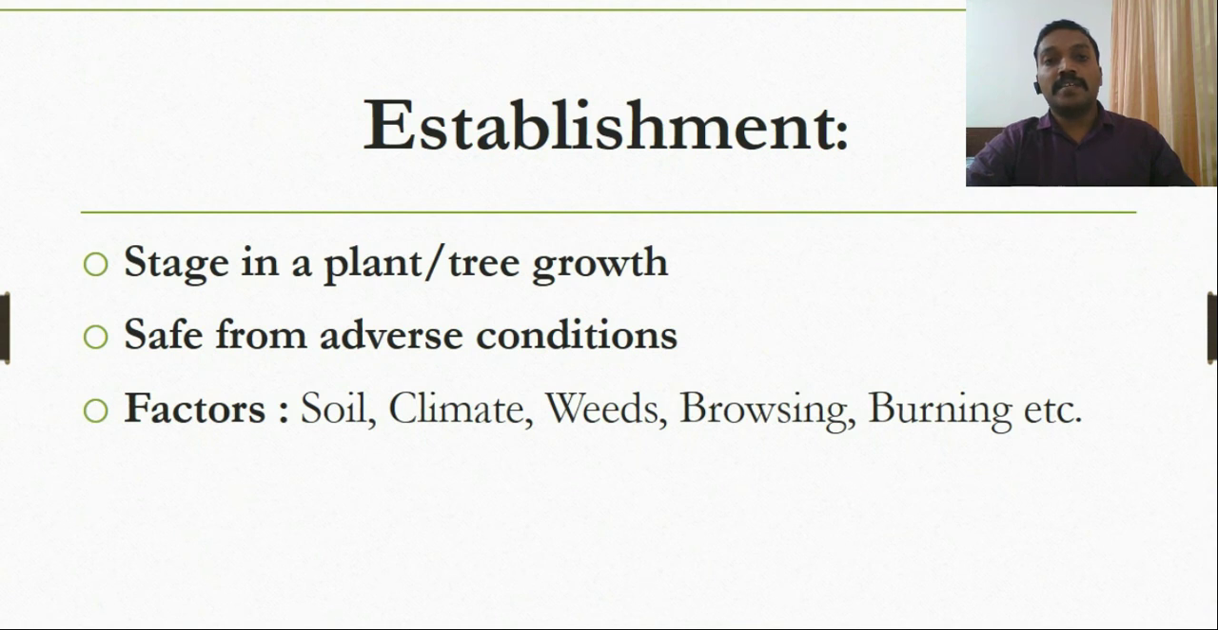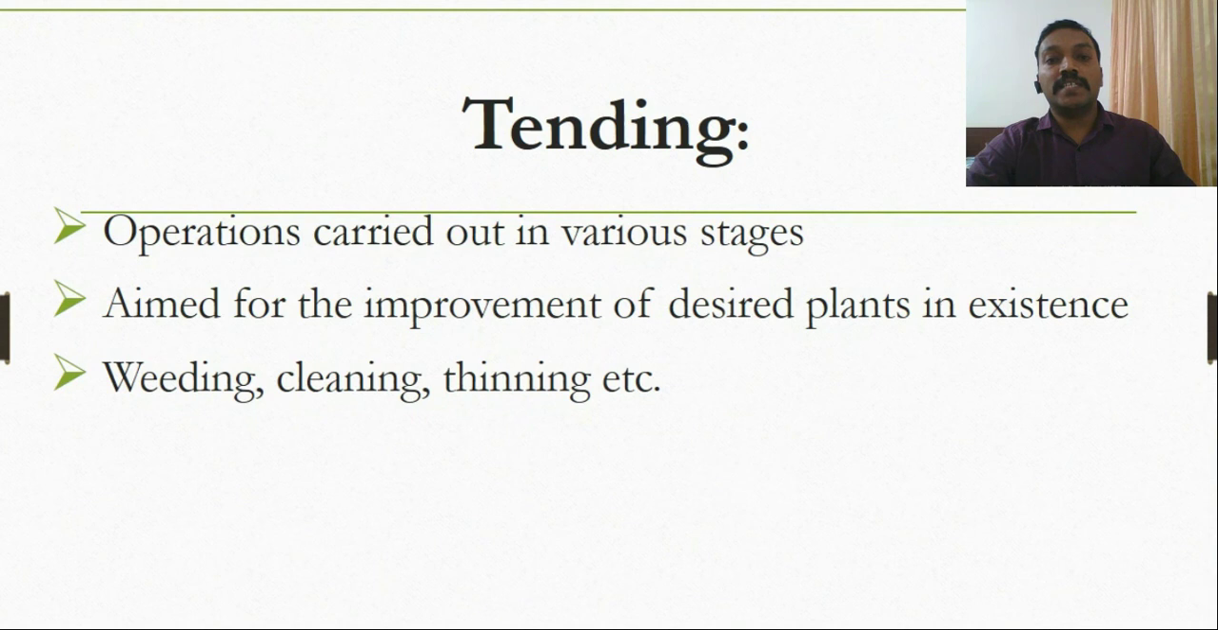And the next important aspect after the establishment is about the tending. Tending is a very important operation carried out in the forest area at various stages, and which is aimed to improve the desirable plants. So the unwanted plants or the trees that are not desirable will be eliminated in this tending process. There are various types of interventions that are part of the tending, which are weeding, cleaning and thinning. So these operations will be carried out from time to time in the forest area to improve the existing or the target species in the forest area. So these processes or operations are commonly called tending.